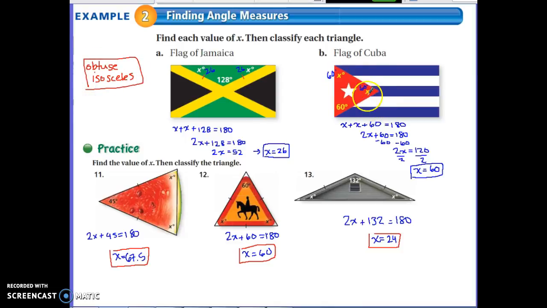For letter B, all of my angles are 60 degrees, which means they're all less than 90, so it is acute. But more than that, if all three angles are the same, so are all three sides. So this is not only an equilateral triangle, because all three sides are the same, but it's what we call equiangular, since all three angles are the same.